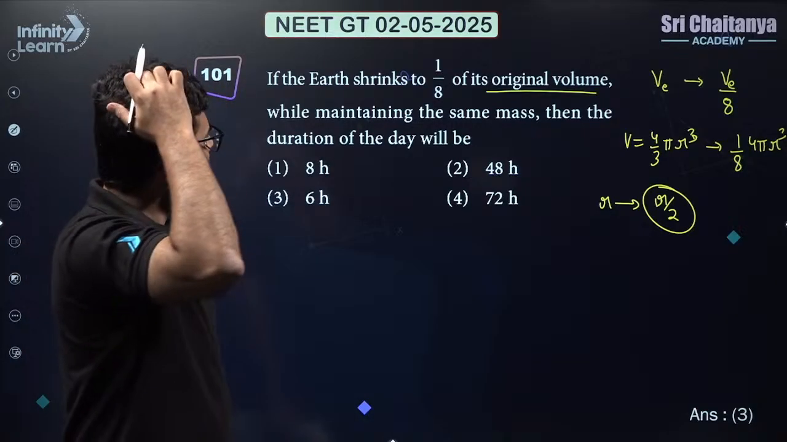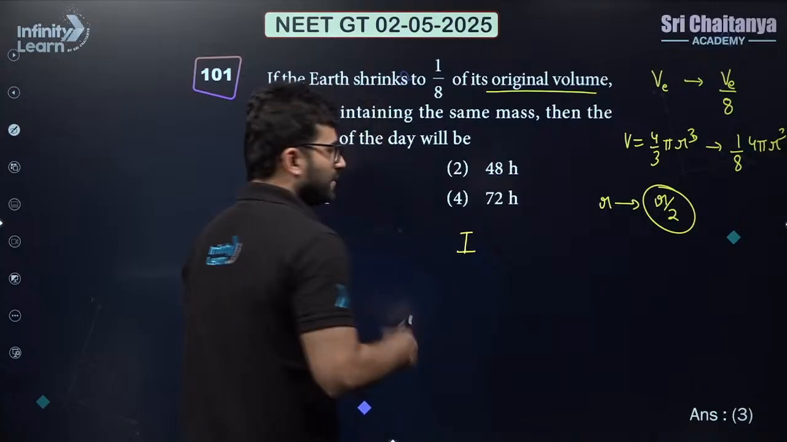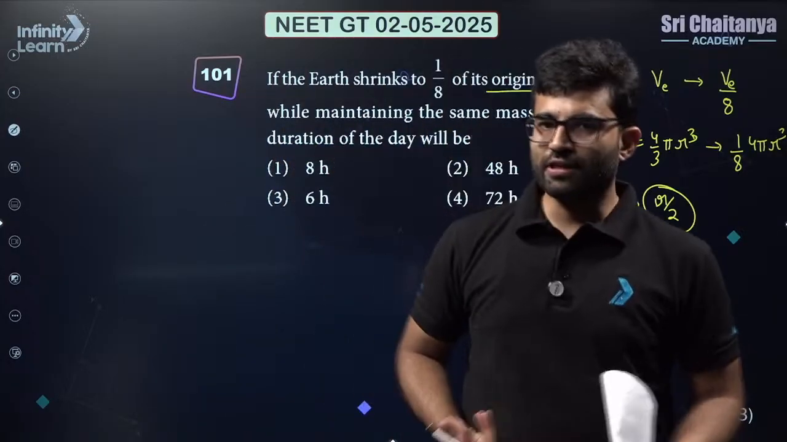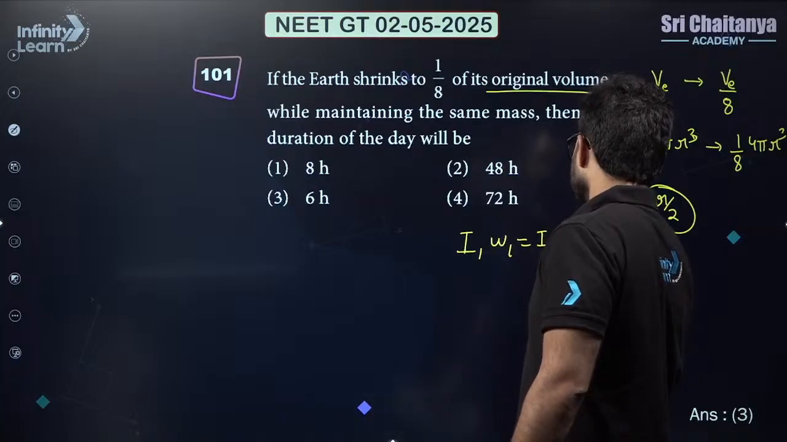Now, for the duration of days, again, the angular momentum will be conserved, right? It has shrunk, and there is no external force acting. So I can say that I1 omega 1 is equal to I2 omega 2, right?